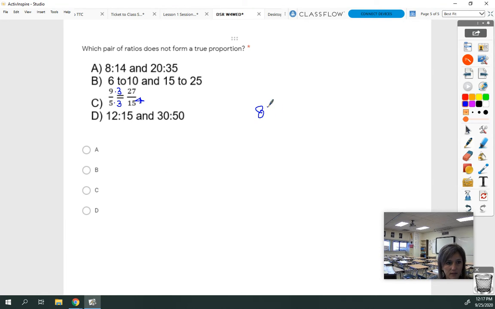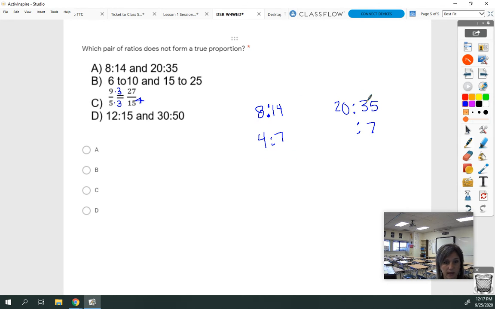I know that 14 and 35 are both divisible by 7. So if I want each of them to equal 7, we can see if this works. 14 divided by 2 is 7. Since I divided this side by 2, I need to divide this side by 2. 8 divided by 2 is 4. So an equivalent ratio for this is 4 to 7.